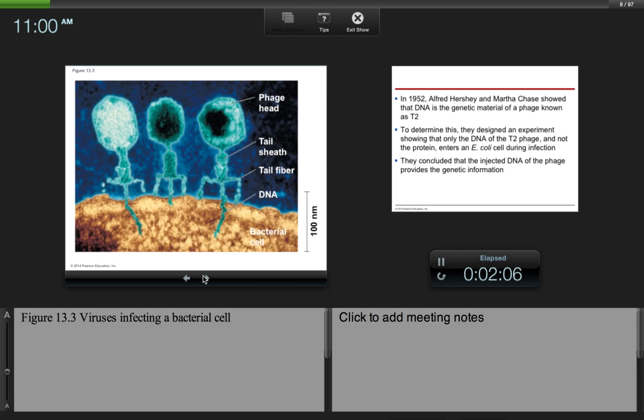So here's a bacteriophage that is infecting a bacterial cell. The phage head houses the DNA or the RNA. The tail sheath contracts and pushes the DNA or the RNA into the cell. The tail fibers allow the virus to dock onto the bacterial cell.